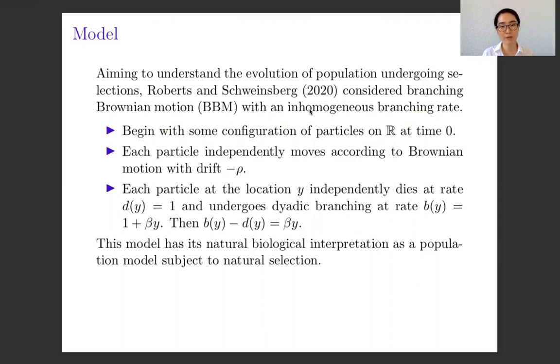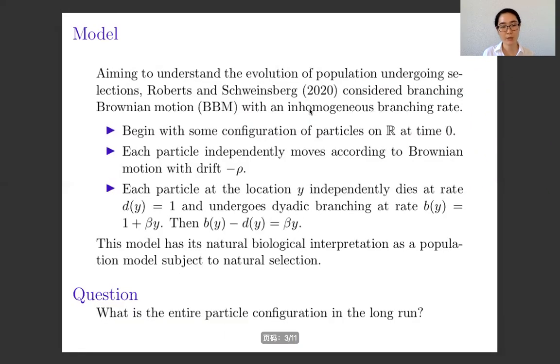We begin with some configuration of particles on the real line at time 0. Each particle independently moves according to Brownian motion with drift negative rho. Each particle at the location y independently dies at rate 1 and undergoes binary branching at rate 1 plus beta y. Therefore, the difference between the birth rate and the death rate is equal to beta y. This model has its natural biological interpretation as a population model subject to natural selection. The question we are interested in is, what is the entire particle configuration in the long run?